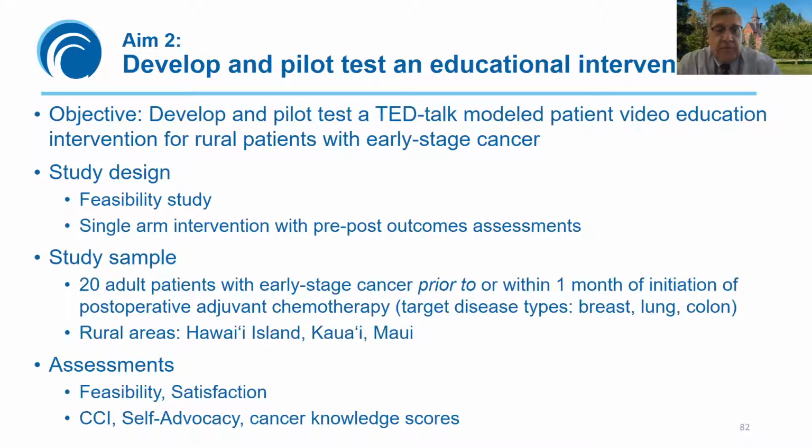Aim 2 is to develop and pilot test an educational intervention. This is going to be a TED Talk modeled patient video education intervention for rural patients, again, with early stage cancer. We're targeting patients receiving adjuvant chemotherapy, and we'll be assessing feasibility, satisfaction, as well as care coordination, self-advocacy, and cancer knowledge scores.